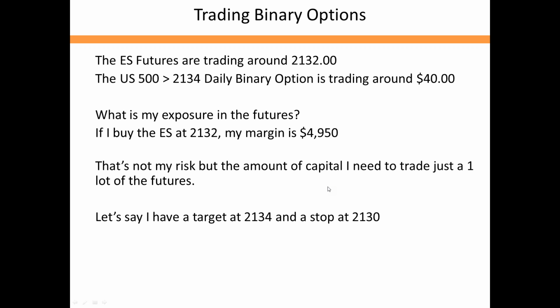But what is my exposure in the futures? If I buy the S&P futures at 2132, my margin is about $4,900, between $4,900 and $5,000. For most traders, you know, I would say that there might.